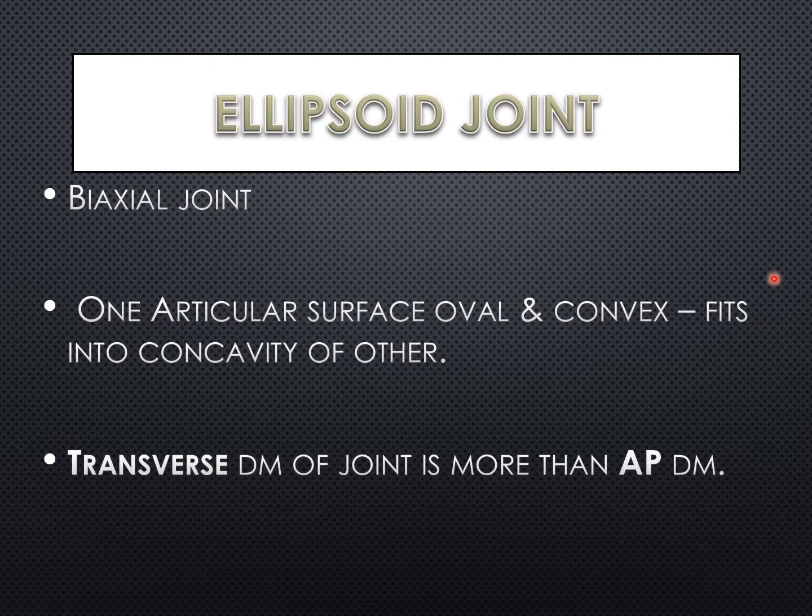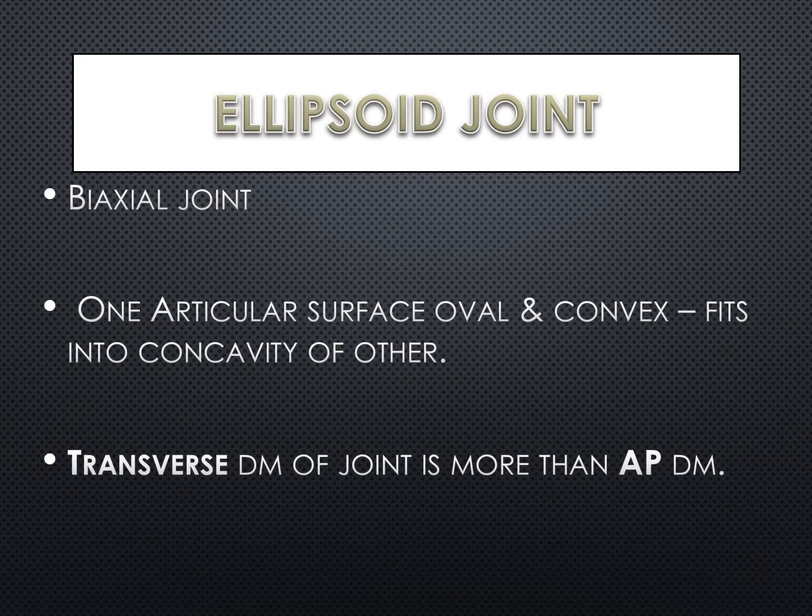Now coming to the next variety, that is the ellipsoid joint. This is a biaxial joint, so there are two axes: one is the transverse axis and the other is the anteroposterior axis. One articular surface is oval and convex and the other is concave, and the convexity of one fits into the concavity of the other. Here the transverse diameter is more than the anteroposterior diameter.